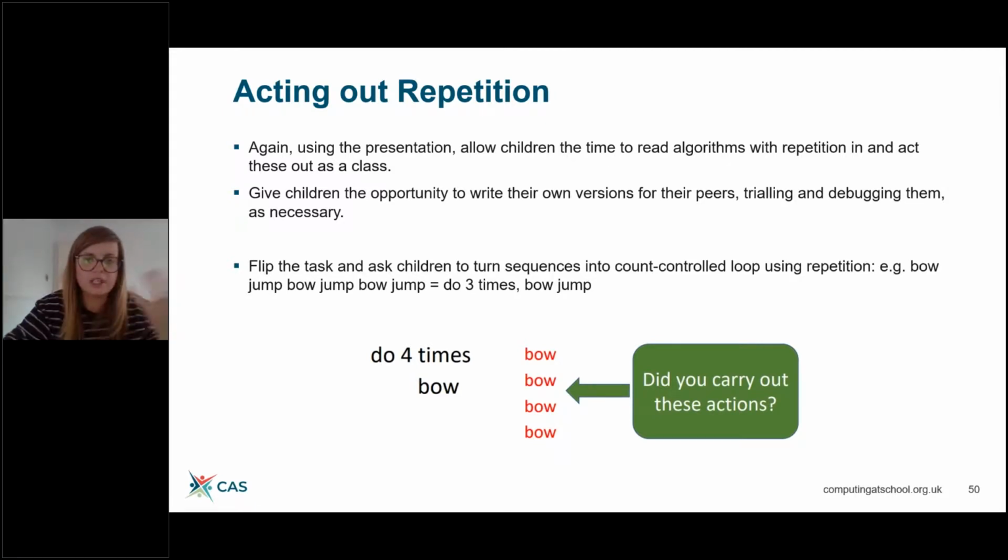And then the presentation, which you can literally just snapshot and pull into your own, takes stuff back. So it then takes sequences back. So for example, giving them bow, jump, bow, jump, bow, jump, can they break that down into repetition? So then they're starting to think about patterns, what is being repeated, that they're bowing and jumping, and then how many times. So that's almost like, for your greater depth, flipping it on its head and saying, well, here is the sequence. Can you find the repetition? Which is really, really good to do.